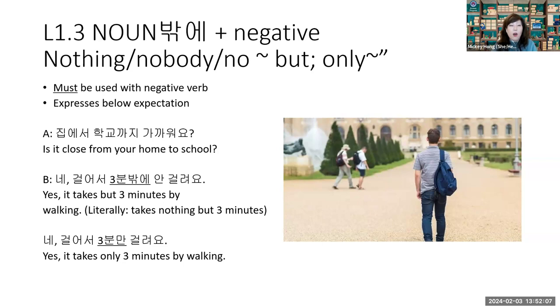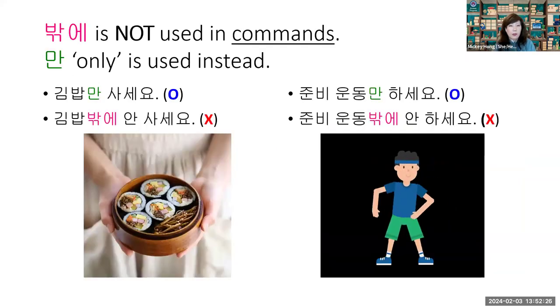You can also say 네, 걸어서 3분만 걸려요, but it sounds a little non-colloquial. But it means the same. It's not grammatically wrong, but it's just saying it takes only 3 minutes, whereas the other one is like it takes nothing but 3 minutes. So 밖에 is to emphasize how something is small or less than what's expected.